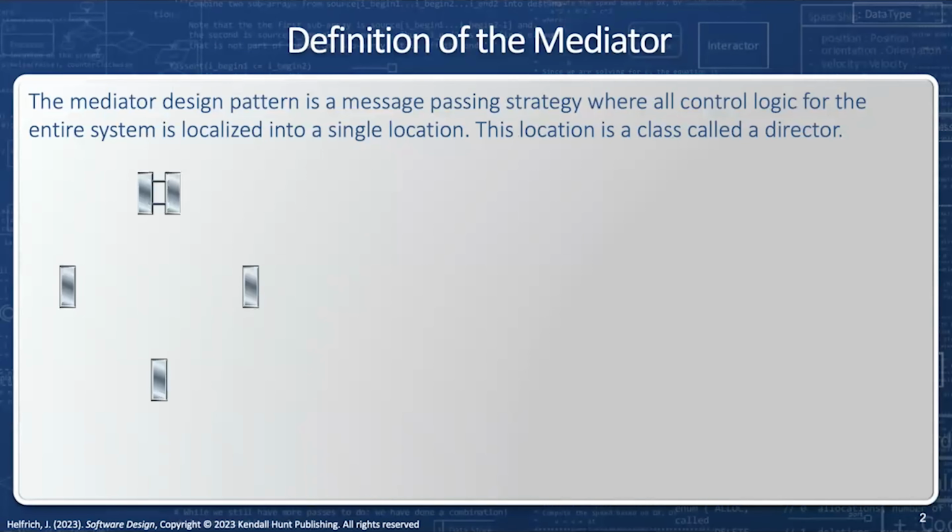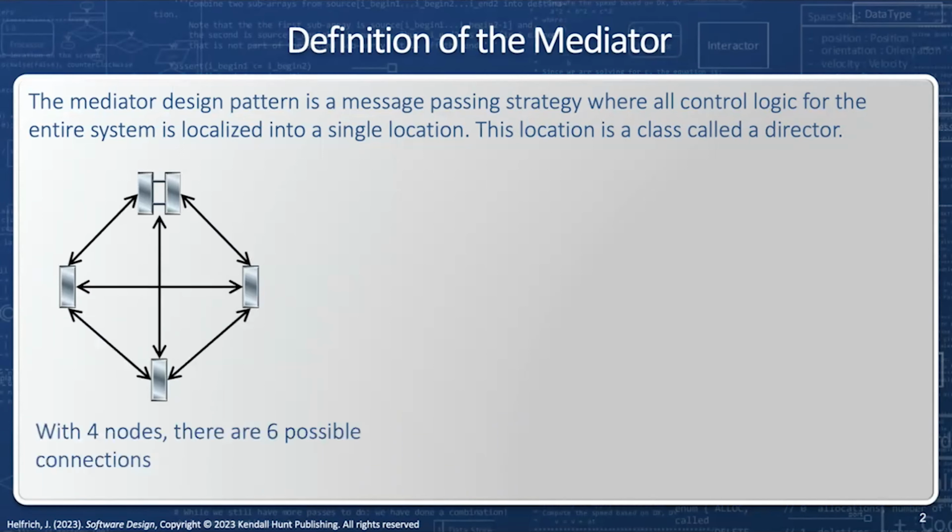So let's say I have 4 members of the Marine Corps. I have a captain and 2 lieutenants. Now, how many different communication avenues are there? Well, there's 1, 2, 3, 4, 5, 6. Notice with 4 nodes, there are 6 possible connections, and that seems manageable. I can deal with that.